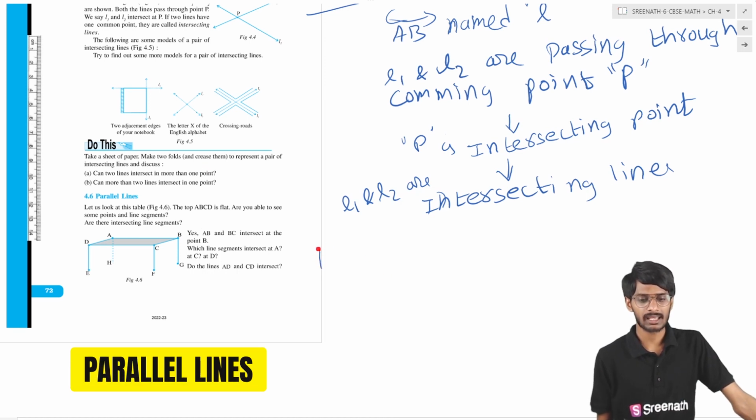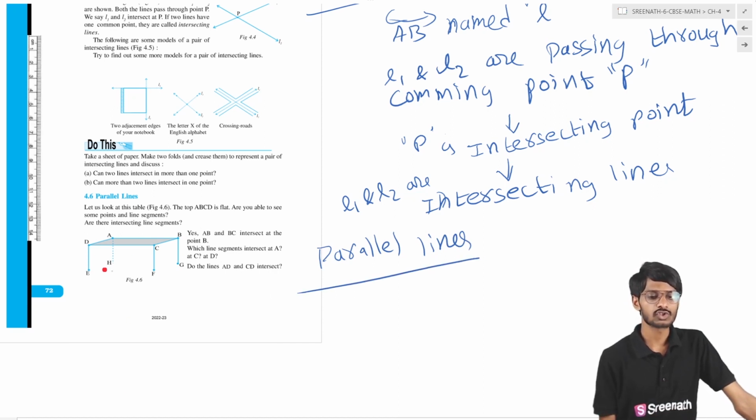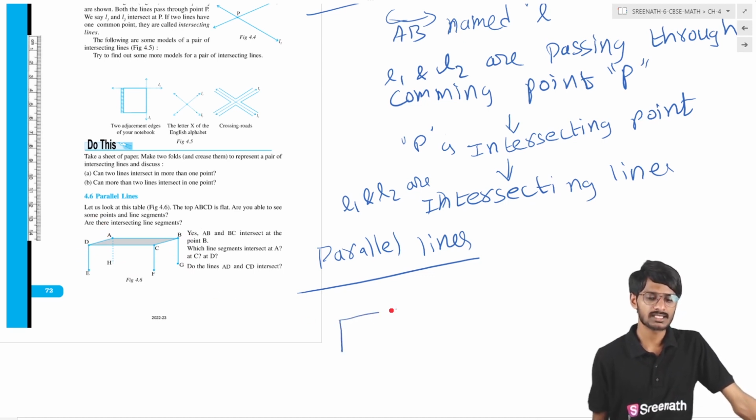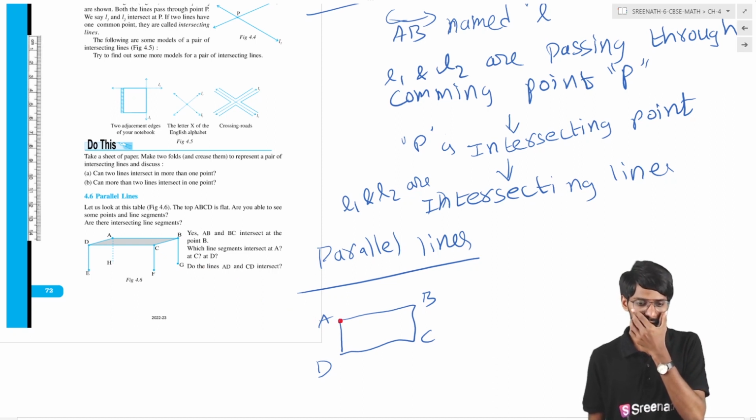Now we are going to learn about parallel lines. So what are parallel lines? Look at this figure, this table. This is the table top, and these are the four pillars of the table. Students, if you observe the top surface, it is ABCD. This is a very flat surface.